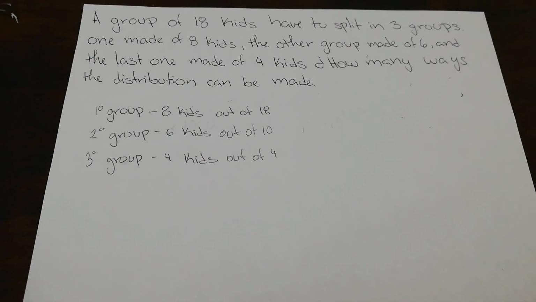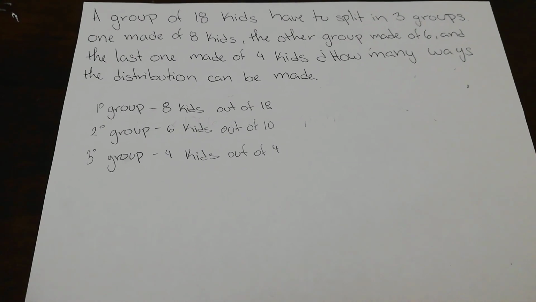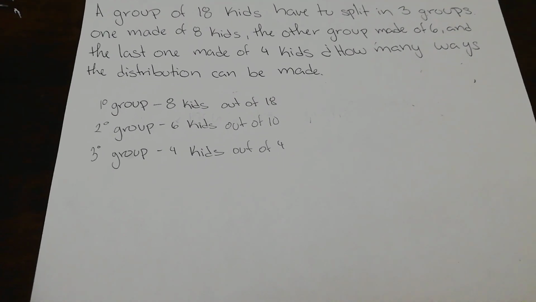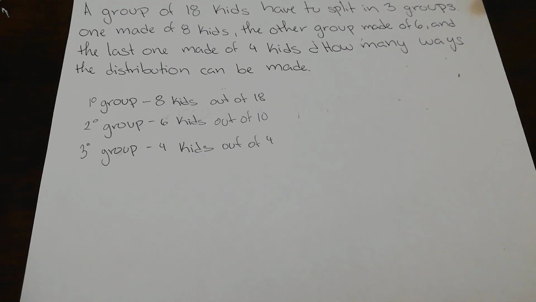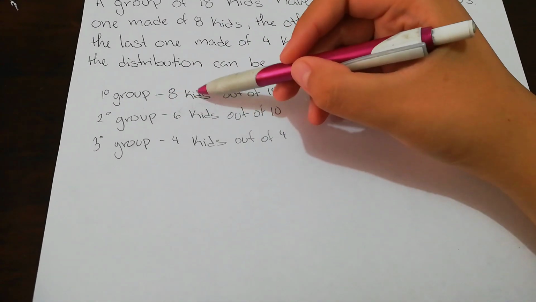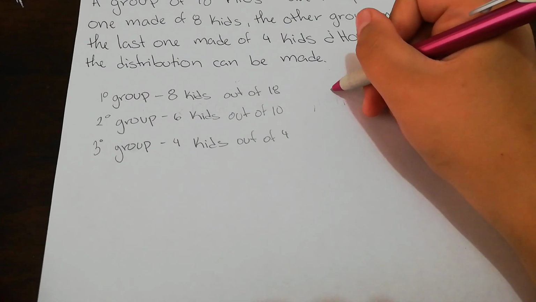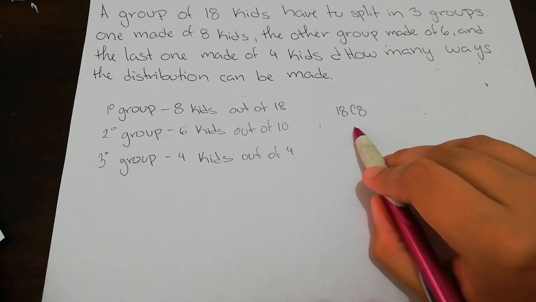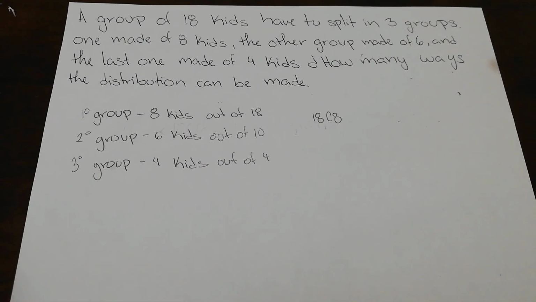A group of 18 kids have to split up into 3 groups, one made of 8 kids, another made of 6, and the last one made of 4 kids. In how many ways can the distribution be made? First of all, we have to know the options we can get from making the first group. So we have the first group of 8 kids out of 18 kids. So we put 18 C 8. We use combination because the order doesn't matter in this problem.